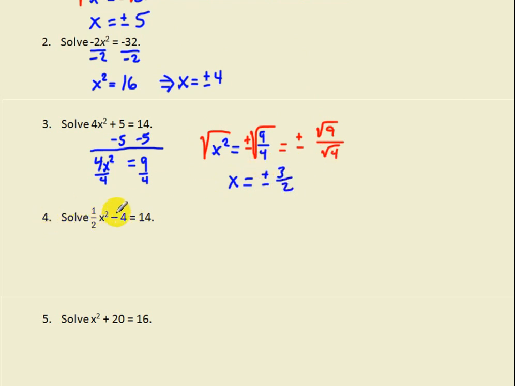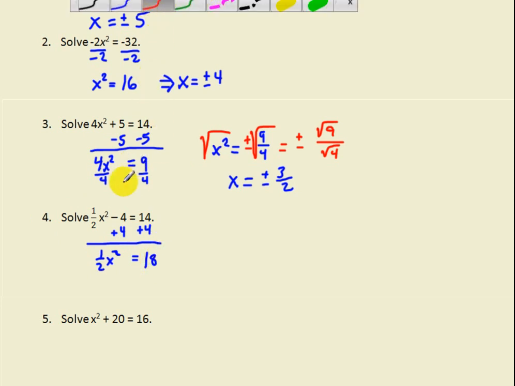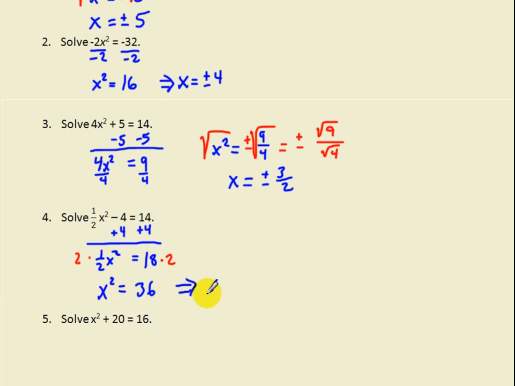Alright, number 4, again we have a couple of steps to take here. We have 1/2 x squared minus 4 equals 14. So let's undo that subtraction first by adding 4 to each side. So we have 1/2 x squared equals 18. And then to undo the multiplying by 1/2, we multiply by the reciprocal, 2 over 1, or just 2. And we end up with x squared equals 36. Fortunately, that's a perfect square. So we end up with x equals plus or minus the square root of 36, which is 6.